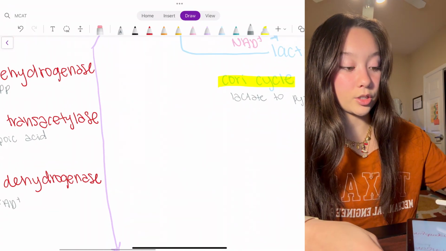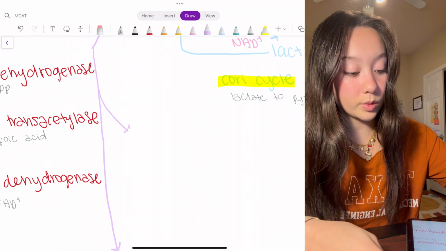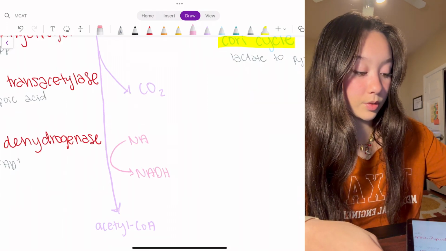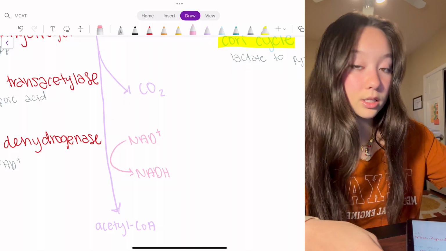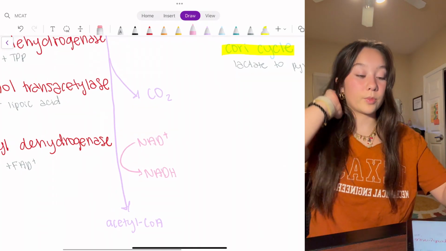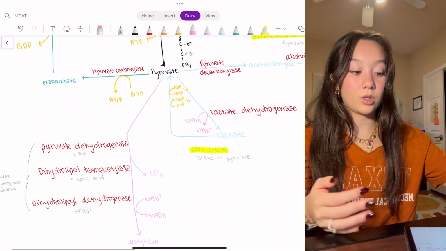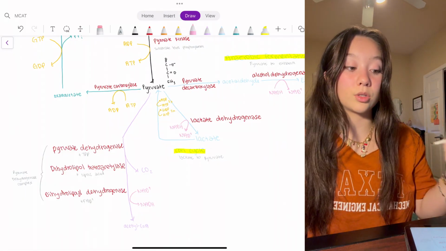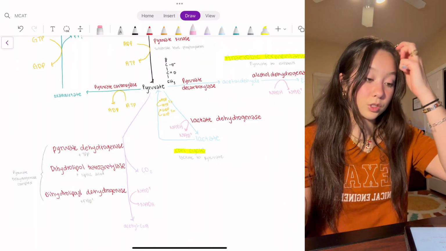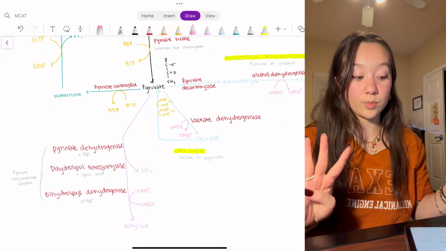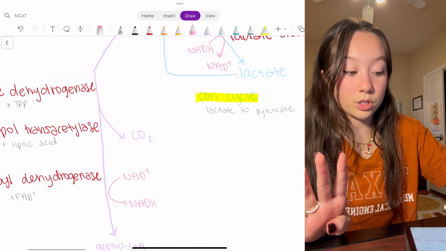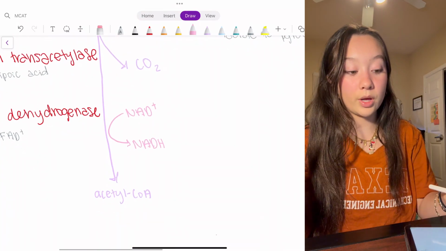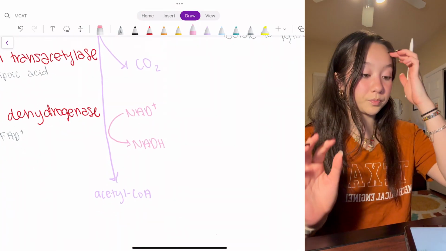Also, in this reaction, we are going to be losing carbon dioxide. Also, in this step, we are going to be reducing NAD to NADH. So, if we're keeping track of our carbons, we know that pyruvate has 3 carbons because it was that 6-carbon glucose that got split into 2. So pyruvate has 3 carbons, and we're losing a CO2, so that takes us down to 2 carbons. So acetyl-CoA is only going to be a 2-carbon molecule.